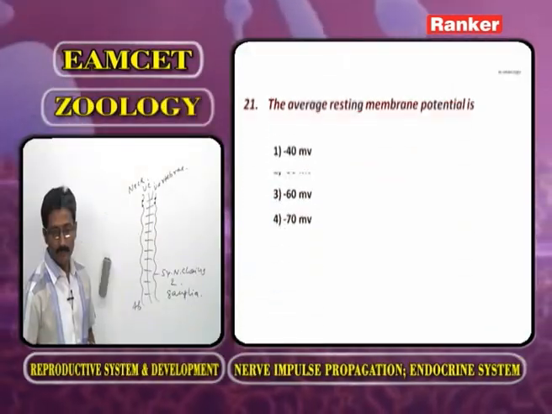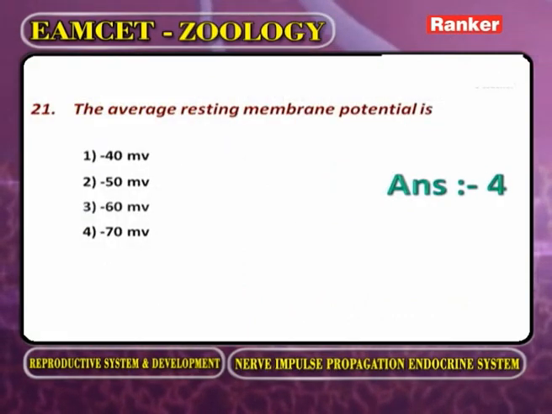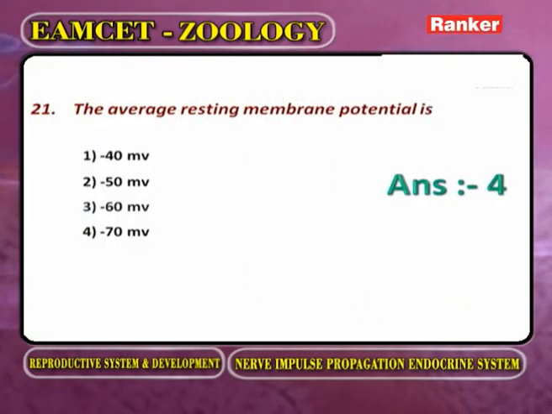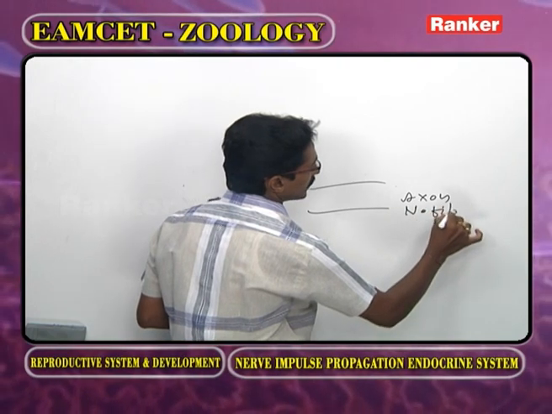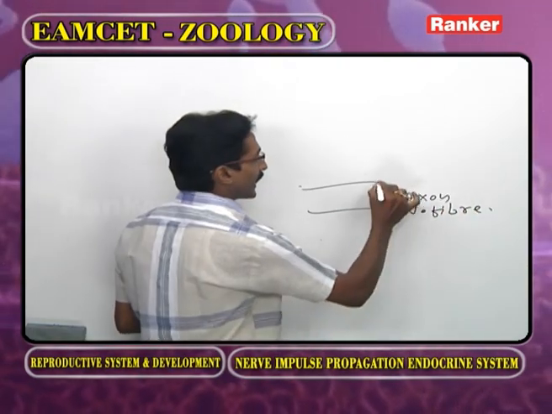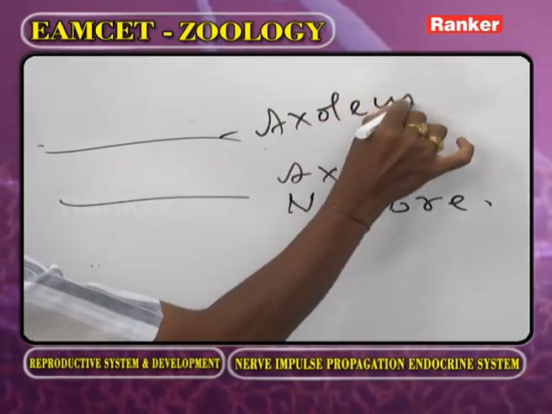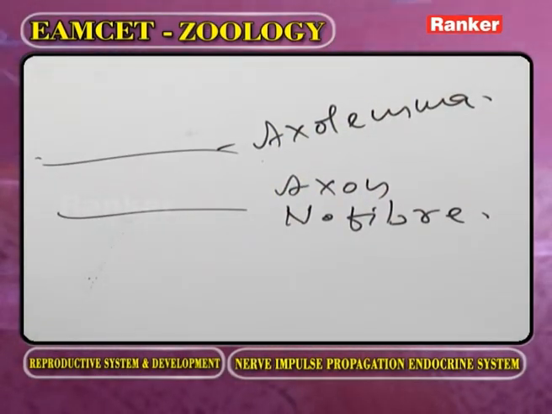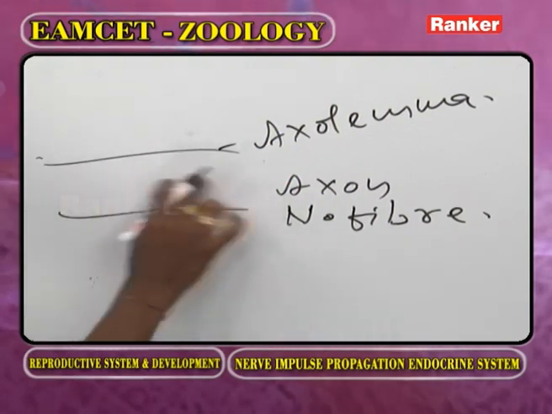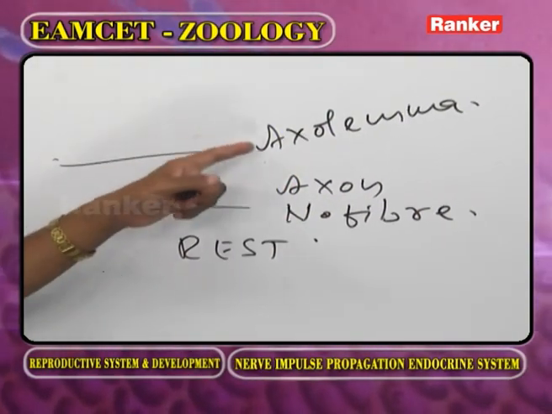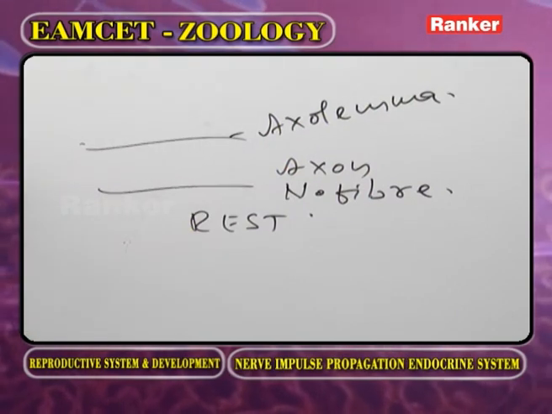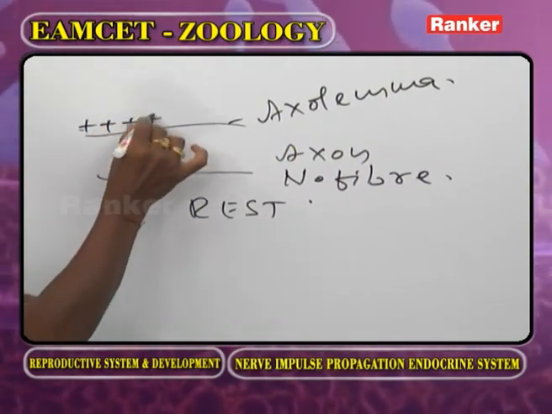Now we go for the next question. The average resting membrane potential. As we observe the nerve impulse propagation, this one we call the axon. The axon is also called the nerve fiber. The axon is covered and protected by the axolemma, that is nothing but the plasma lemma. Now the axon is said to be at rest. Whenever the axolemma is at rest, outside what charge is present?